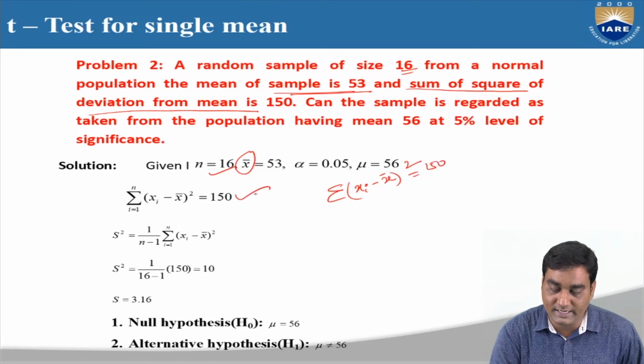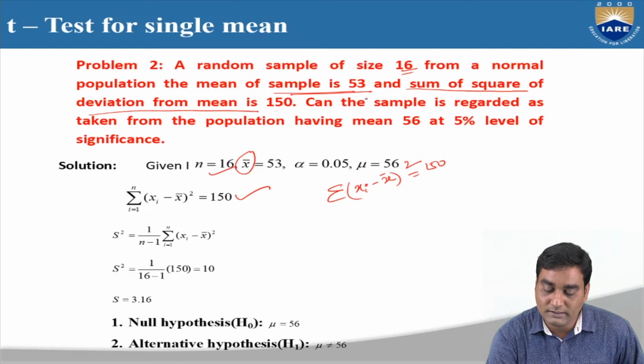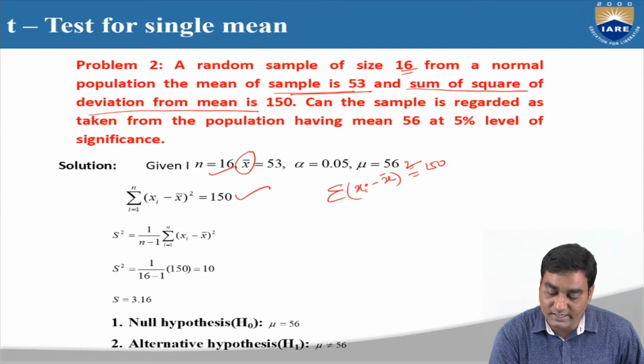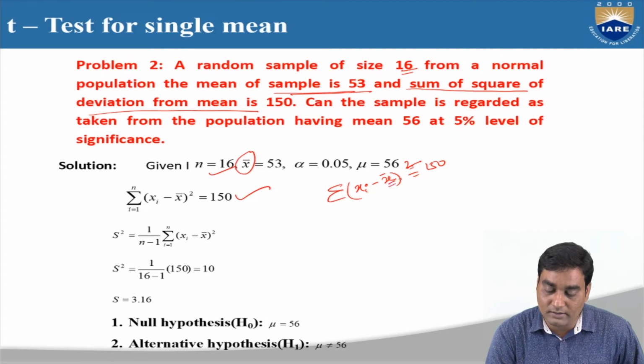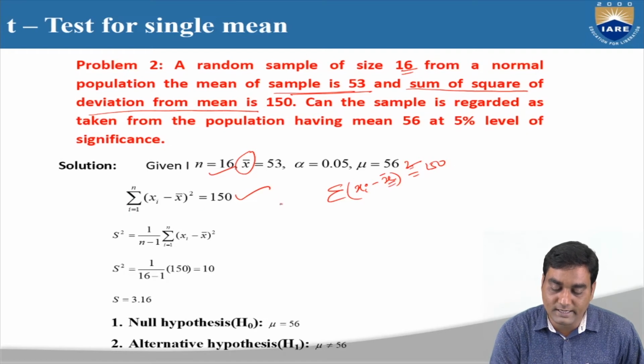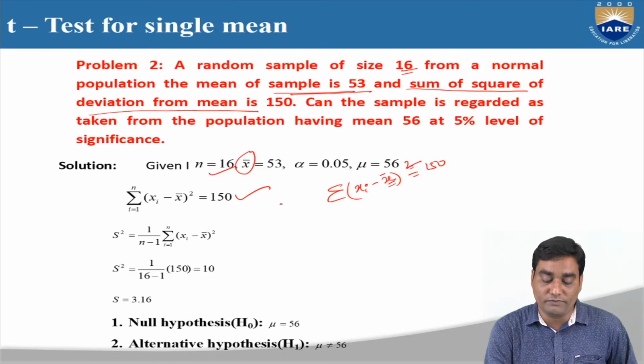That value we have written here. Again I am repeating. Sum of, that means sigma, square of, that means square, deviations x1, x2, x3 like that from its mean. What is the mean of the sample? x bar. The value is 150. Sigma i equal to 1 to n, xi minus x bar whole square, equal to 150.